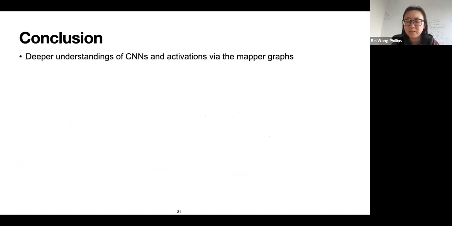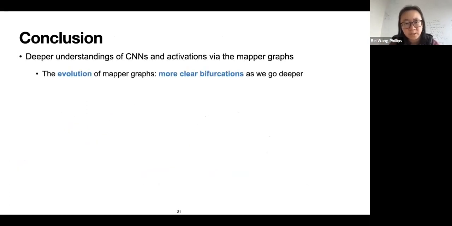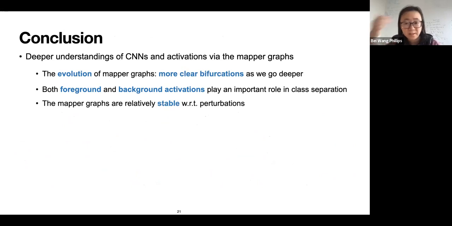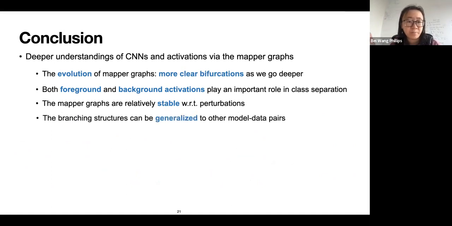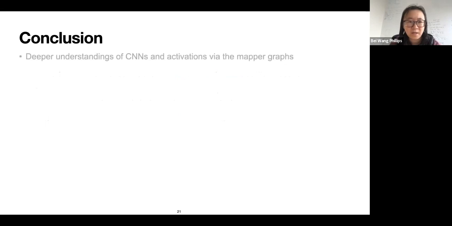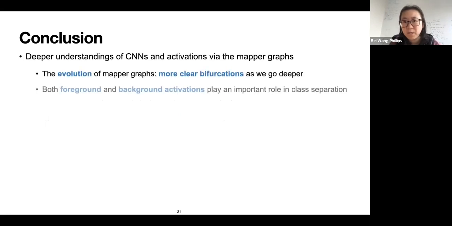So like I said, this piece is purely experimental. The takeaway is that you're going to see more clear bifurcation as you go deeper in the model, and both foreground and background activation play an important role in the class separation. They are relatively stable with respect to perturbation. And then the branching structures you observe can be generalized to other model and data pairs, okay? So that's the image activation.